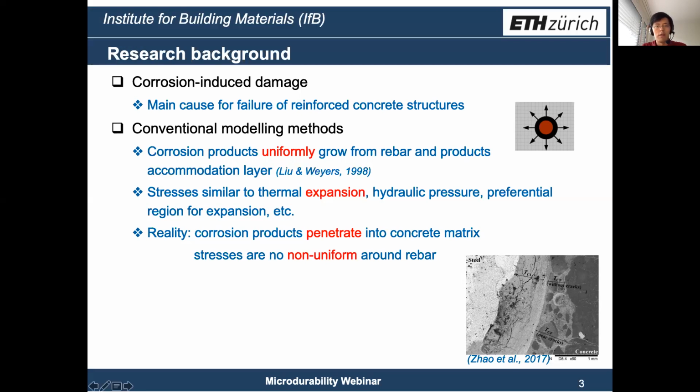However, in this SEM image, we can see corrosion product can penetrate into the concrete matrix. The distribution of corrosion product is highly affected by the microstructure of concrete. Consequently, the induced stresses are not uniform around the rebar.